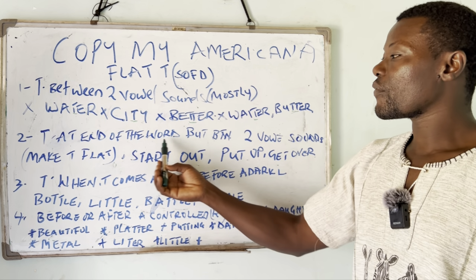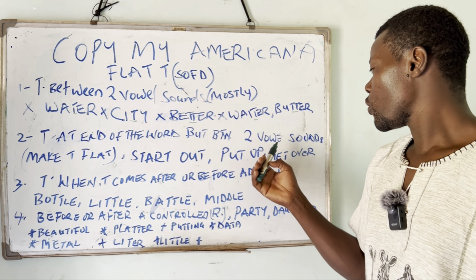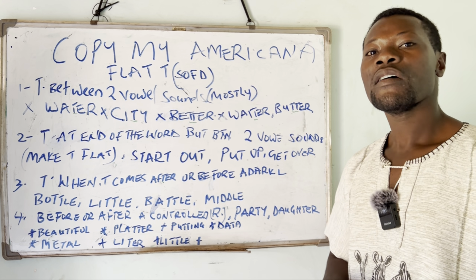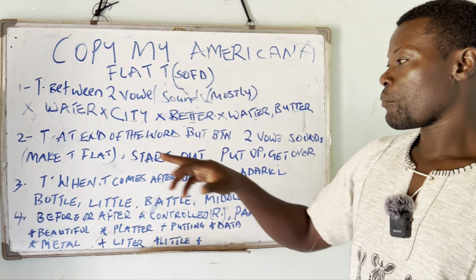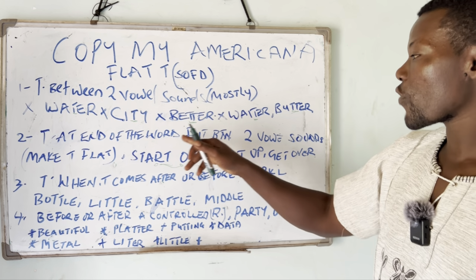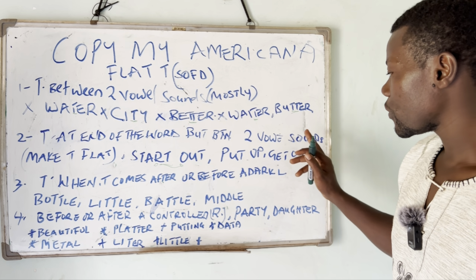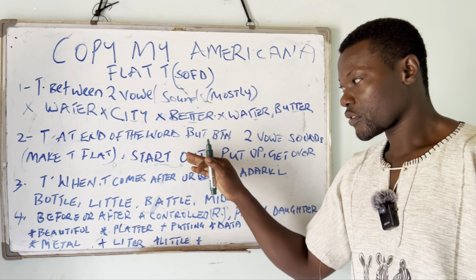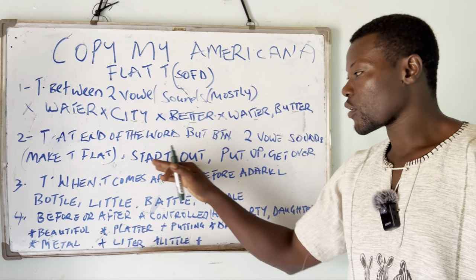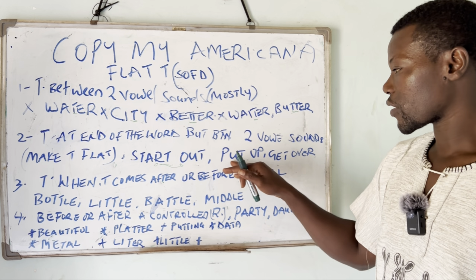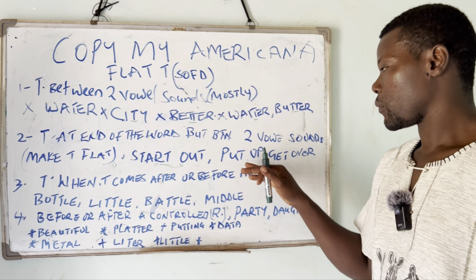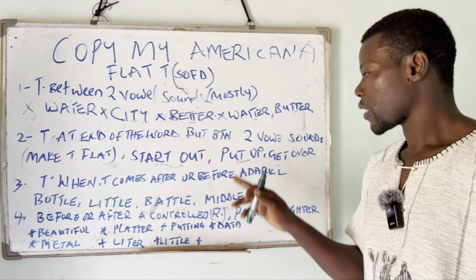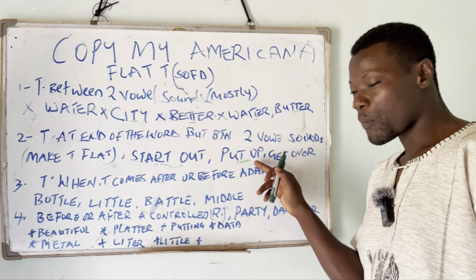The second one: T at the end of the word but between two vowel sounds. Make T flat. Start out. Start out. Then we have the second one, put up. Put up. It is put up.